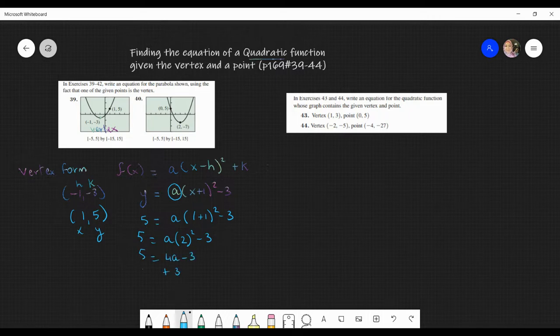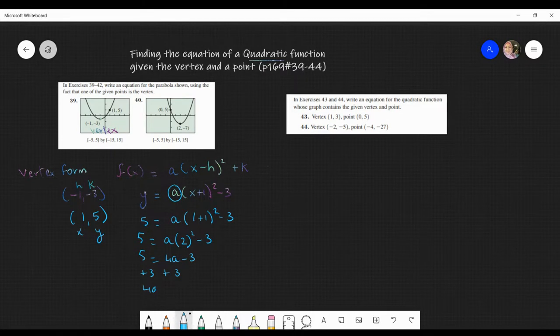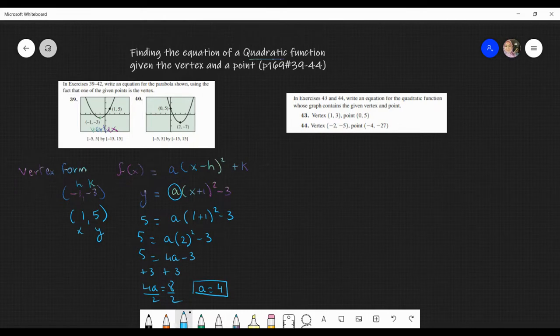Add 3 on each side. You get 4a equals 8. And you're going to divide by 2. And you're going to get a equals 4. So your complete equation of the quadratic function will be f of x equal 4 times (x plus 1) squared minus 3.